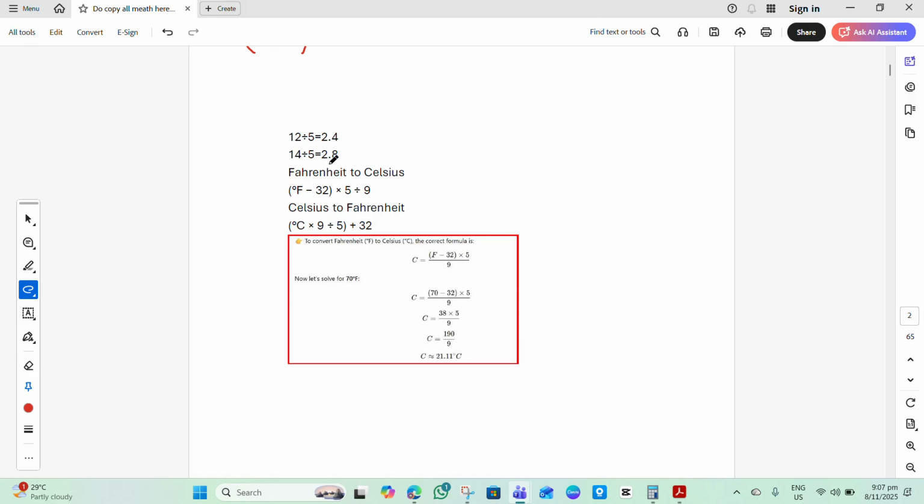This question is very simple: 12 divided by 5. So how many times does 5 go into 12? 2 times, 10. Then the balance is 2.